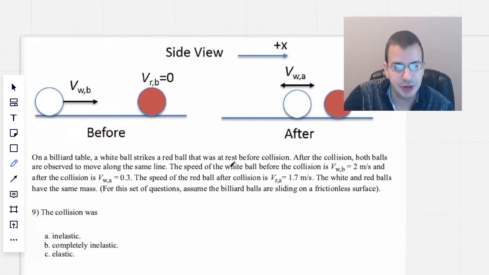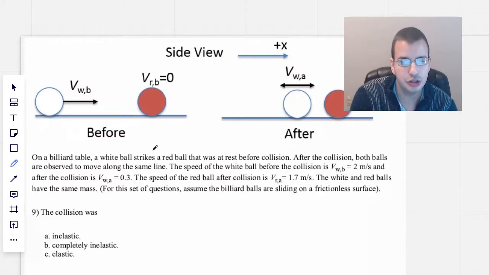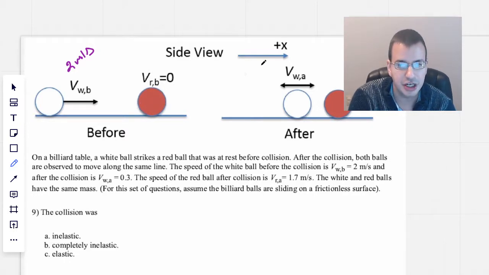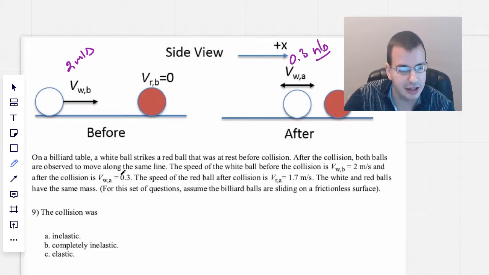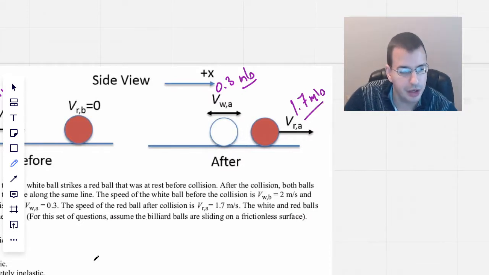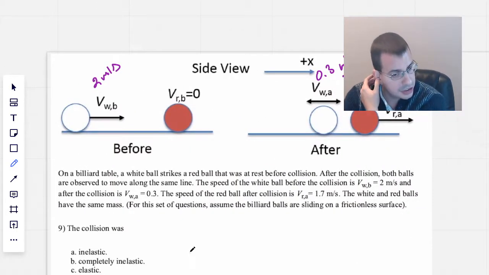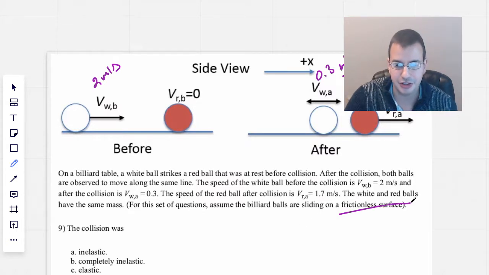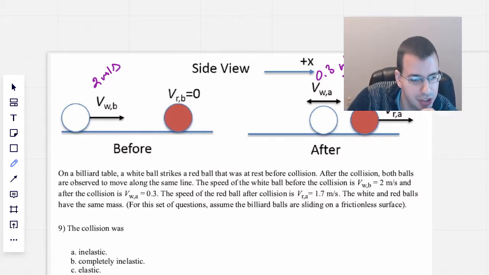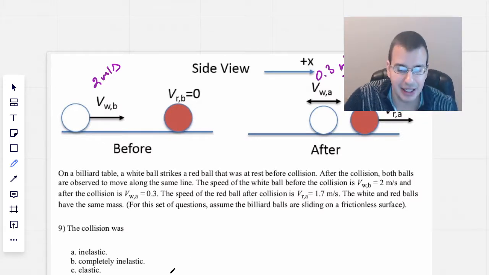Okay? The speed of the white ball before the collision is 2 meters per second. And after the collision is 0.3 meters per second, but the direction is ambiguous. So that's a speed, not a velocity. Speed of the red ball after the collision is 1.7 meters per second. The white and red balls have the same mass. For this set of equations, the billiard balls are sliding on a frictionless surface. So first question is, was the collision elastic, inelastic, or completely inelastic?